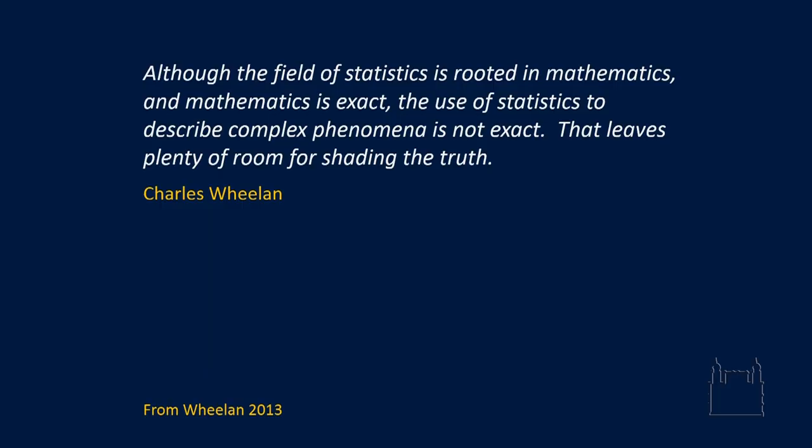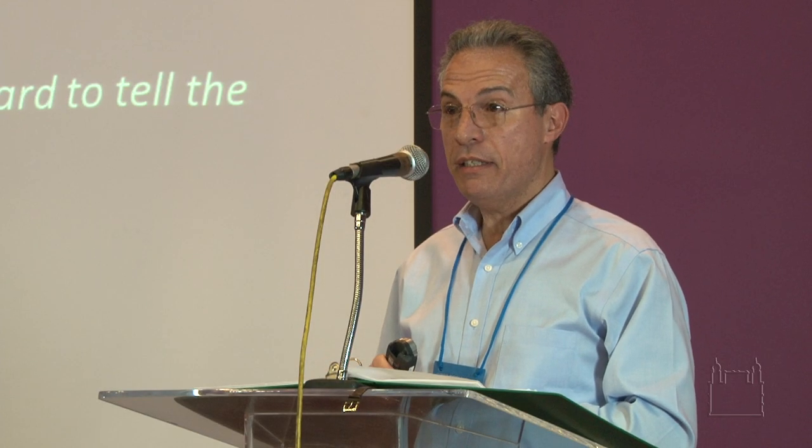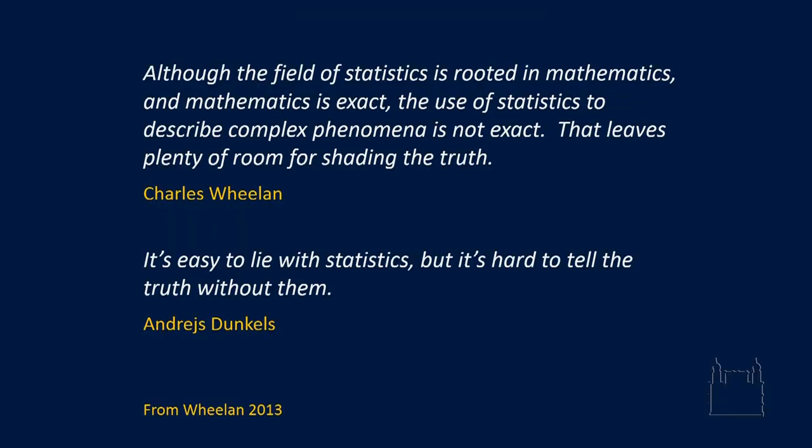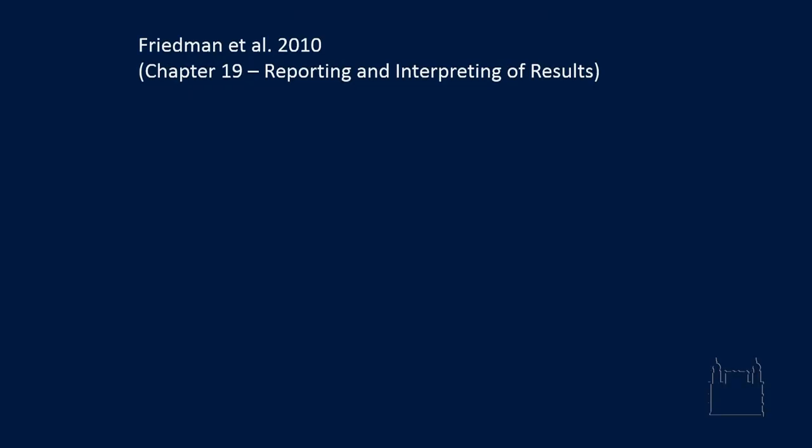Okay. Although the field of statistics is rooted in mathematics and mathematics is exact, the use of statistics to describe complex phenomena is not exact, and that leaves plenty of room for shading the truth. It's easy to lie with statistics, I like this talk, but it's hard to tell the truth without them. So, Friedman et al., it's a book, and they have the whole chapter 19 dedicated to reporting and interpreting results.